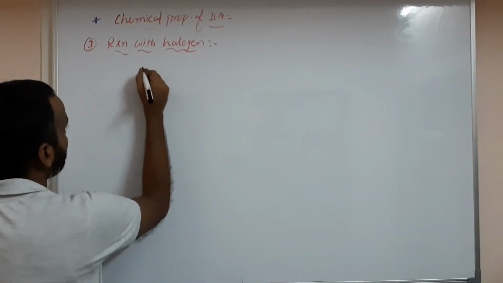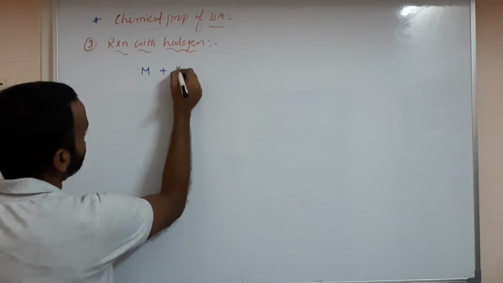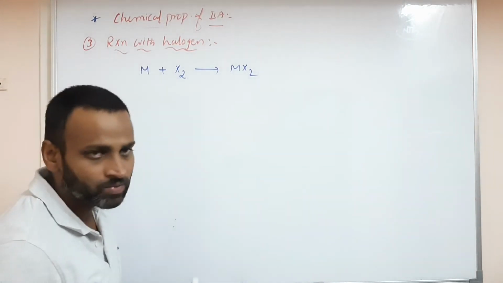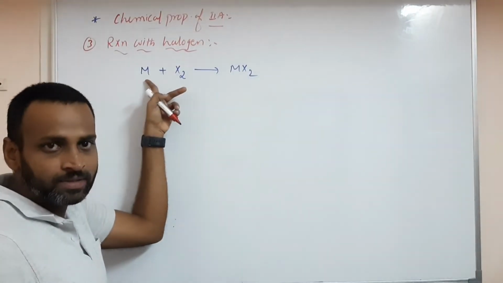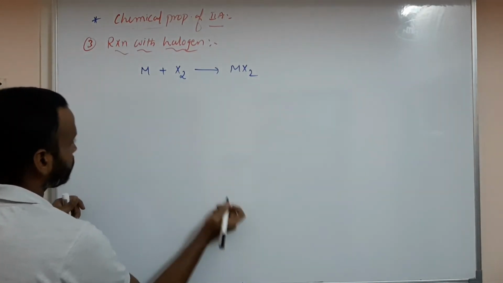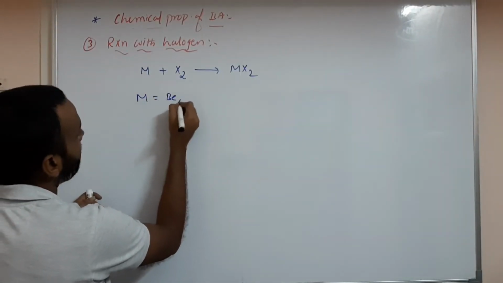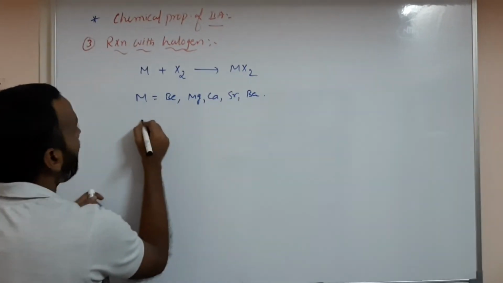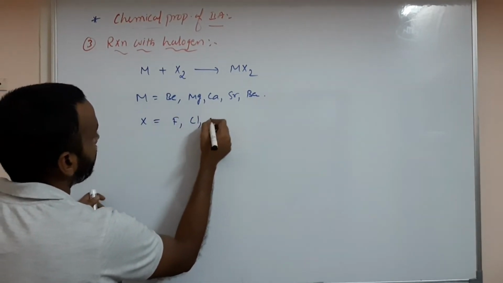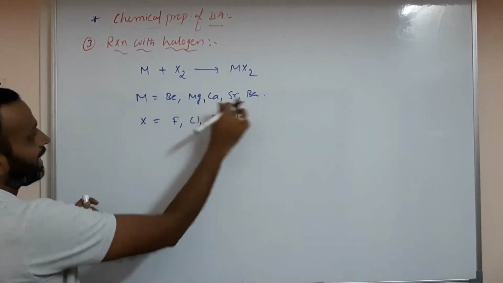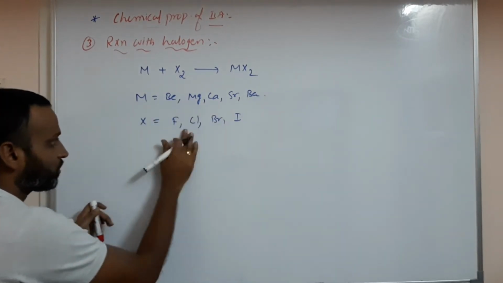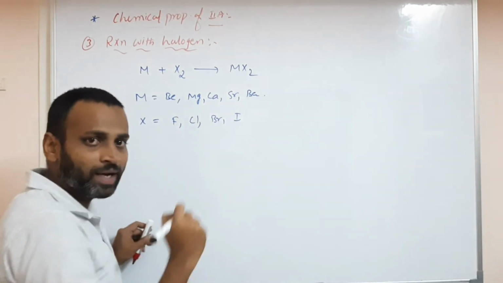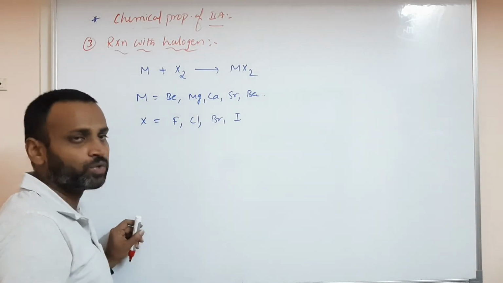As I said previously, M with X2, you will get MX2, because the halogen valence is 1 and the alkaline earth metal M is 2, so MX2 you are having. Here M means beryllium, magnesium, calcium, strontium and barium, and X is fluorine, chlorine, bromine, iodine. M reactivity increases as going down. Among halogens, fluorine is more reactive. Remember those reactivities, everyone. Write down everything I am saying. That's better for you. Okay.